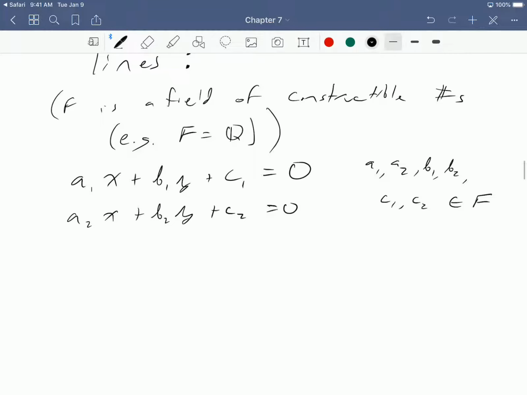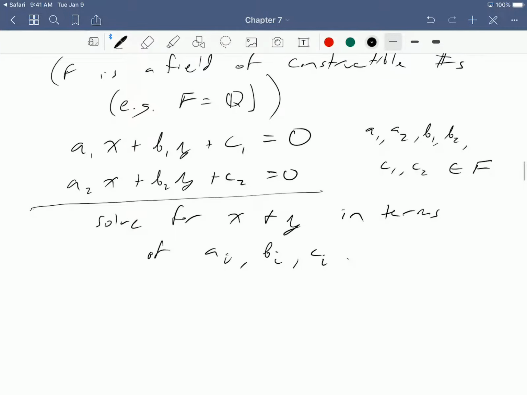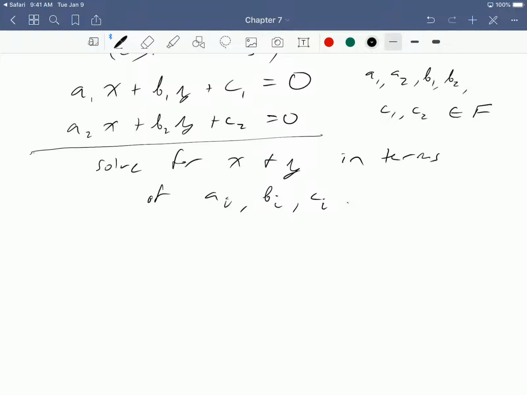So if I want to solve this system of equations, I want to solve for x and for y in terms of the a_i, b_i, c_i. So I want to know what x is equal to in terms of all those variables, and what y is equal to in terms of all those coefficients, I should say. And I'm going to leave you to try this algebra if you want to and just write down our answer.